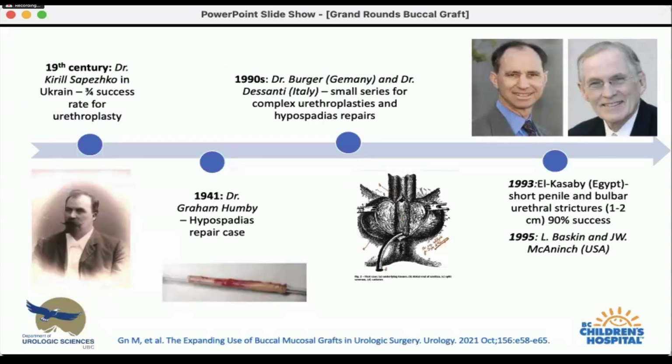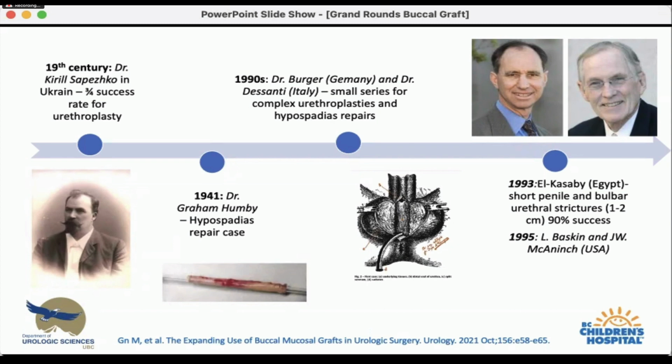So in the late 19th century, the first surgeon credited with using the oral mucosa for urethral substitution is Dr. Kirill Sapezhko. He's a professor at the University of Kyiv in Ukraine, and he performed a series of 4 urethral mucosa graft urethroplasties. In his case, he used the lip and the buccal mucosa graft, and he also used a 2-stage urethroplasty and a 1-stage urethroplasty. He reported that 3 out of the 4 urethroplasties were successful. Despite his pioneering work, it was not until the turn of the 20th century that Dr. Sapezhko actually gained recognition for his accomplishments.